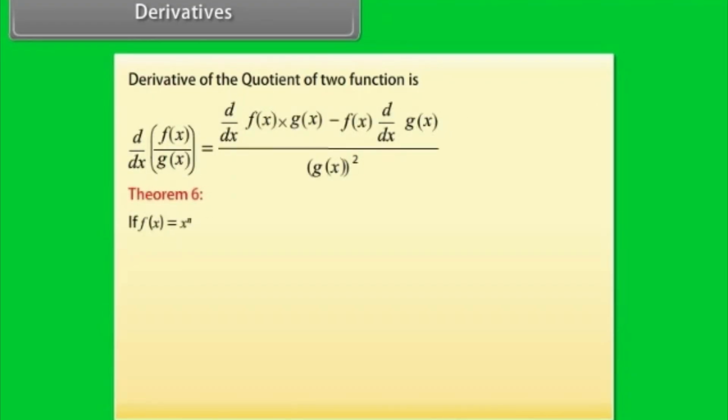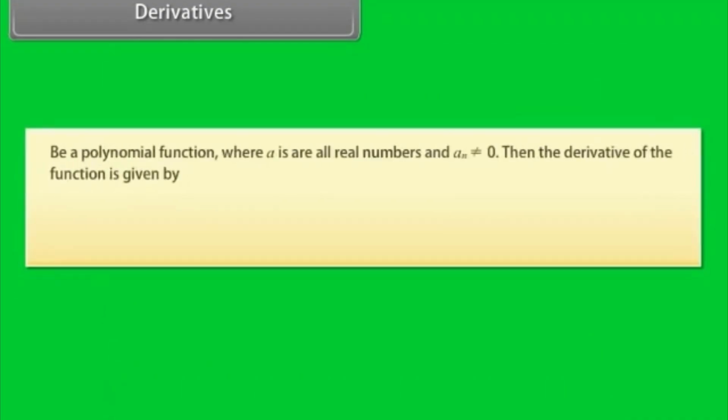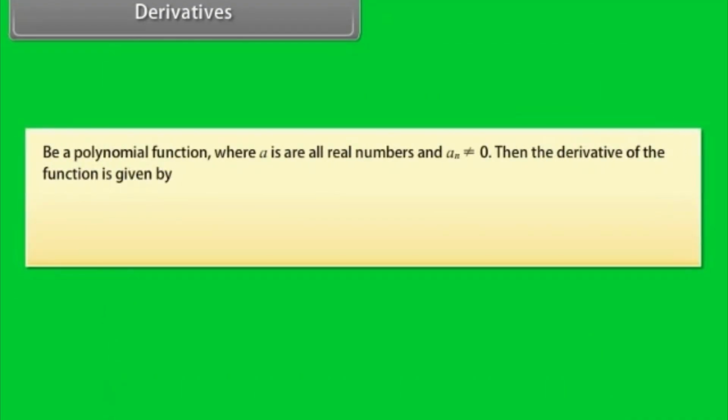Theorem 6. If f(x) = x raised to the power n, then f dash x is equal to n into x raised to the power n - 1, where n can be any real number. Derivatives of polynomials and trigonometric functions. Let f(x) be a polynomial function where a is all real number and a n not equals to 0. Then the derivative of the function is given by d by dx of f(x) is.